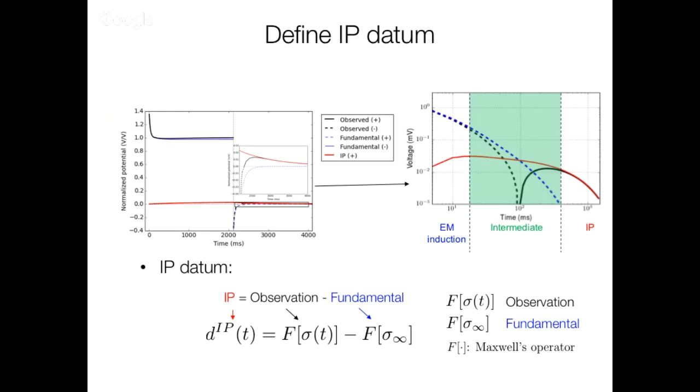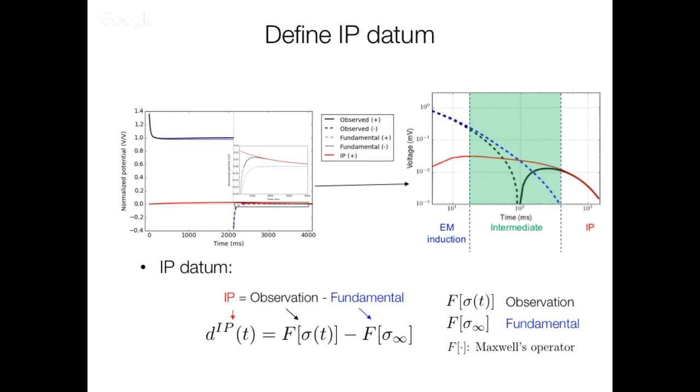That's the guy we really want to find. And you can see that at early stages here, for early times, he is so small that he's totally inconsequential. So this we call the early time. This is sort of an EM induction time. We don't have to really worry about any IP.